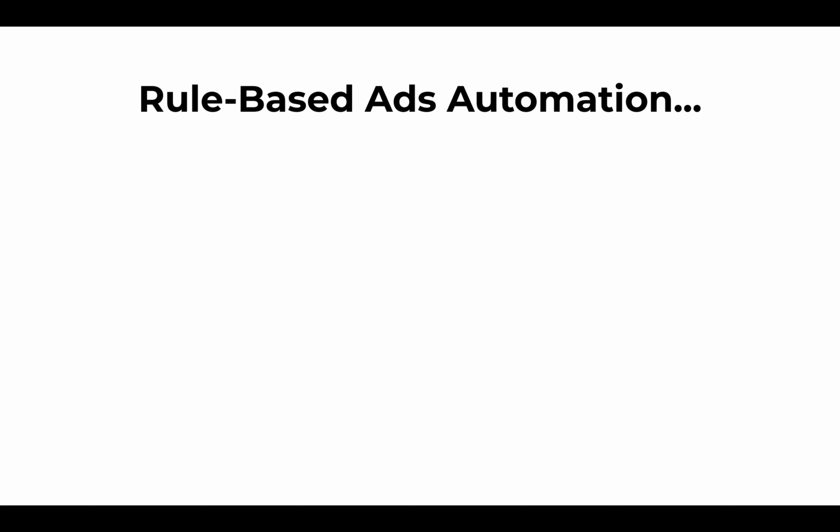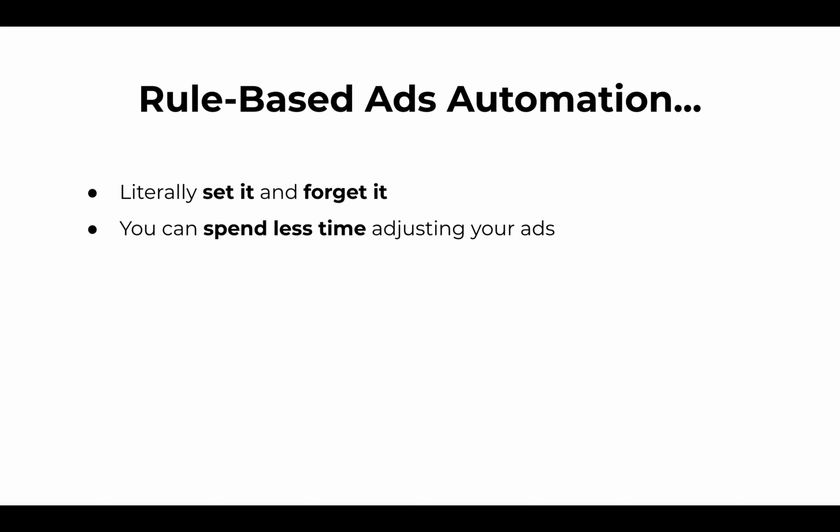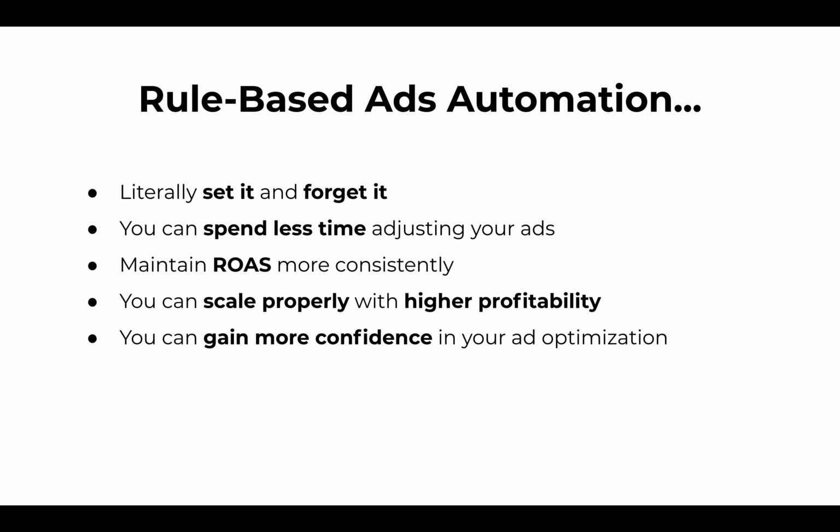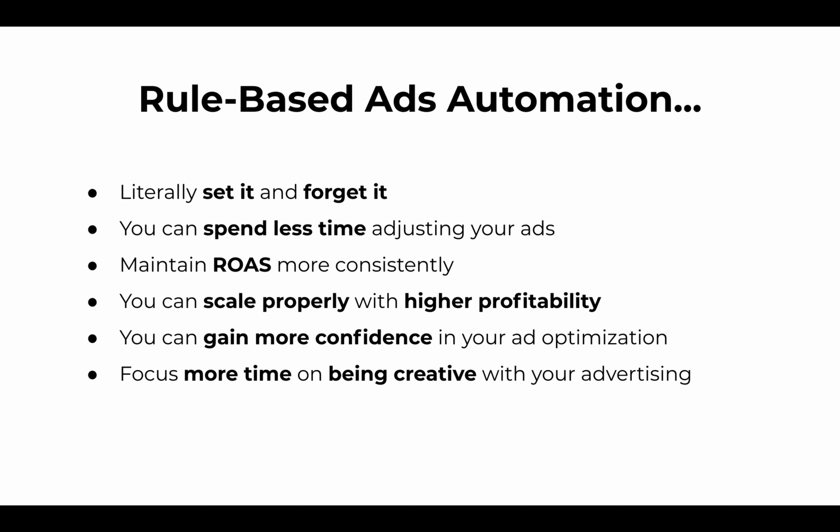With rule-based ads automation, we can literally set it and forget it. We can spend less time adjusting our ads, maintain ROAS more consistently. You can scale properly with higher profitability, and you can gain more confidence in your ad optimization. So ultimately, you can focus more of your time on being creative with your advertising versus the optimization.